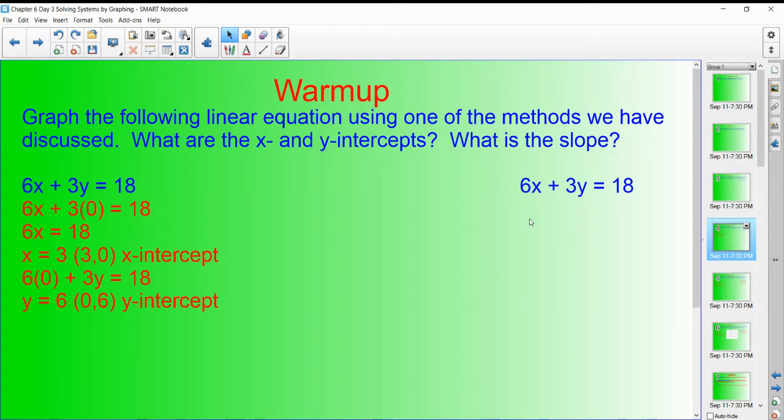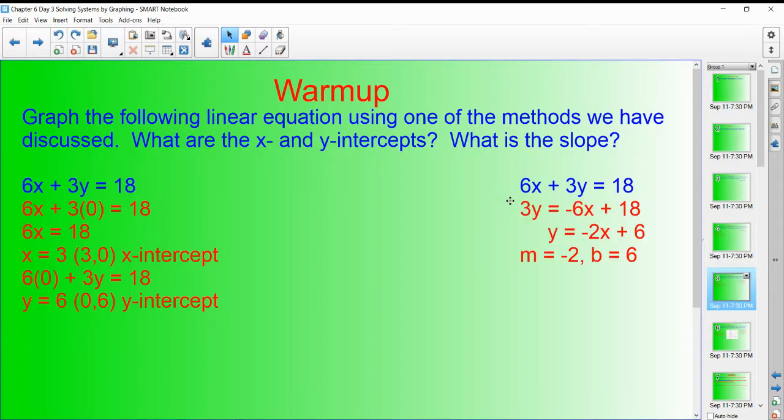But if I'm not fluent with that one yet, maybe I like to put it in slope-intercept form, y equals mx plus b. So for this one, I could subtract 6x. I could divide by 3 on both sides, divide everything by 3. Make sure you divide the coefficient of the x, and you divide the constant by 3. And you get y equals negative 2x plus 6, where m is our slope, negative 2. B is our y-intercept, which is 6. Notice how the y-intercepts match up. No matter which way I do this, the y-intercept is going to be the same because it's the same equation.